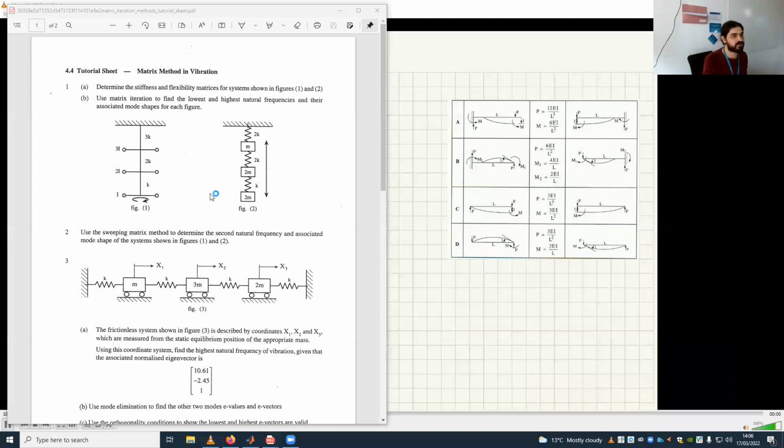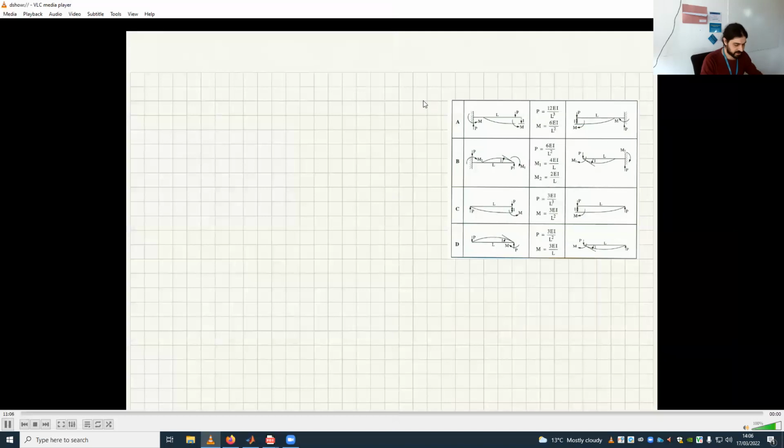I'll just do this first one, which is a rotational system that we didn't do in class. So we'll do it now in the tutorial. So determine the stiffness and flexibility matrices for the systems shown in figures 1 and 2. So we'll just do figure 1. And then it says, use matrix iteration to find the lowest and highest natural frequencies and the associated mode shapes.